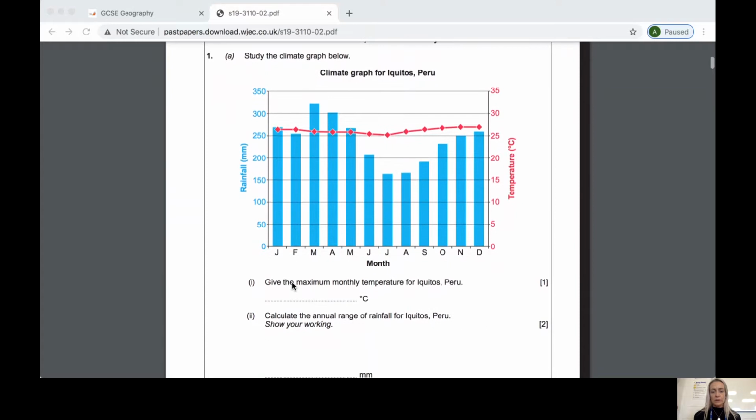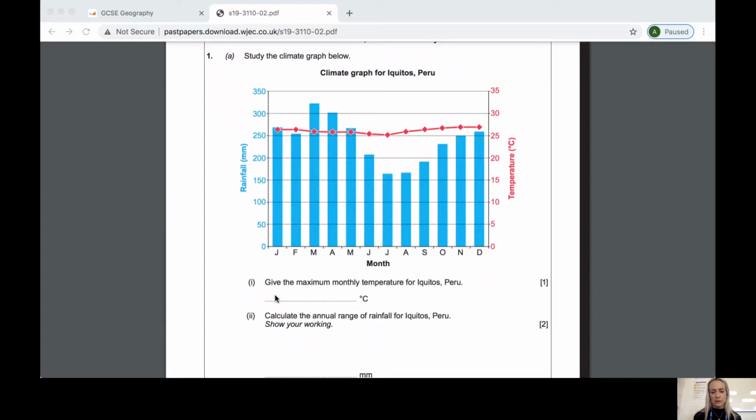So here you've got study the climate graph below. The climate graph is for Iquios, Peru. So it's a tropical climate graph. On the left-hand side, you've got rainfall in millimeters. On the right-hand side, you've got temperature in degrees Celsius, and you've got the months of the year along the bottom. And the first question is, give the maximum monthly temperature for Iquios, Peru, for 1 mark in degrees Celsius.